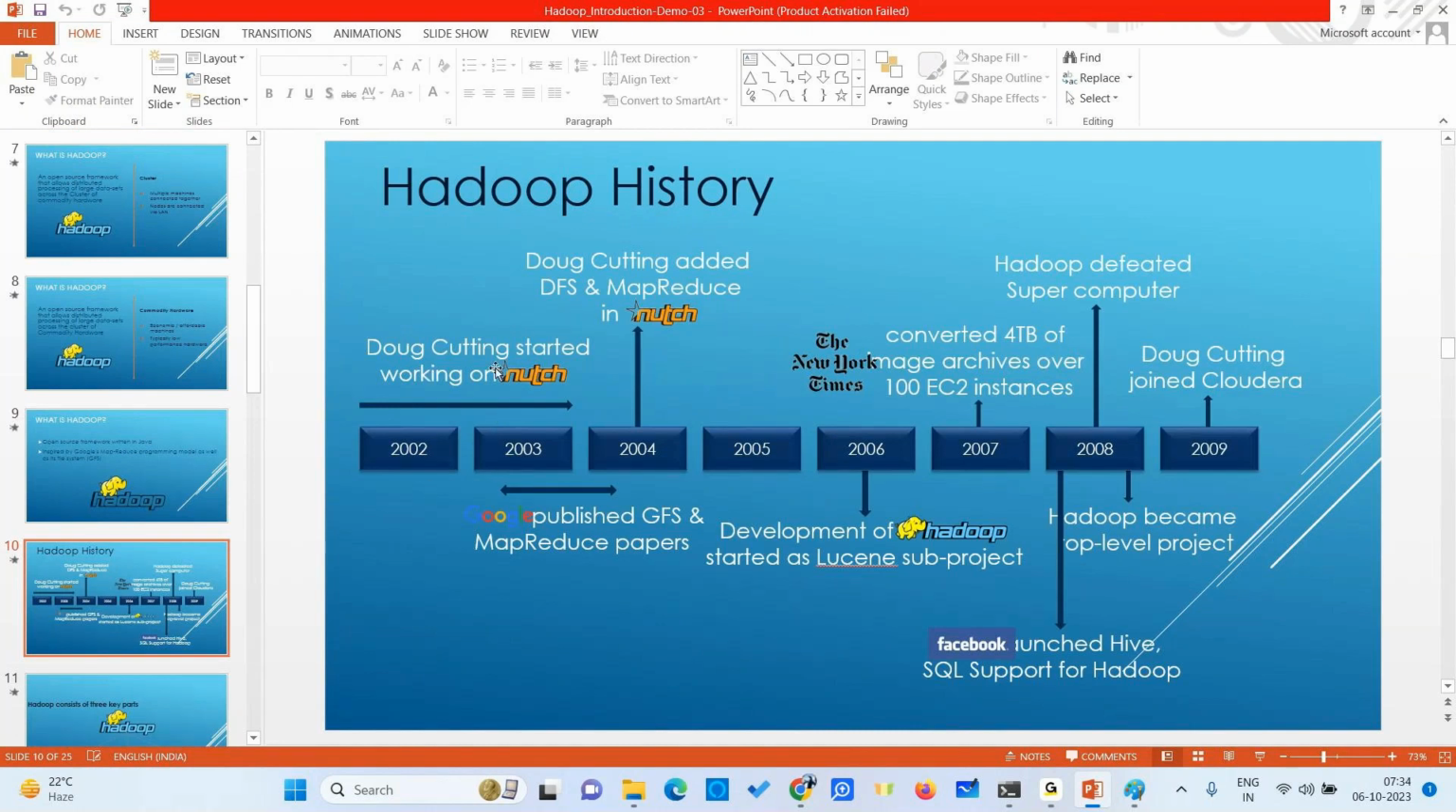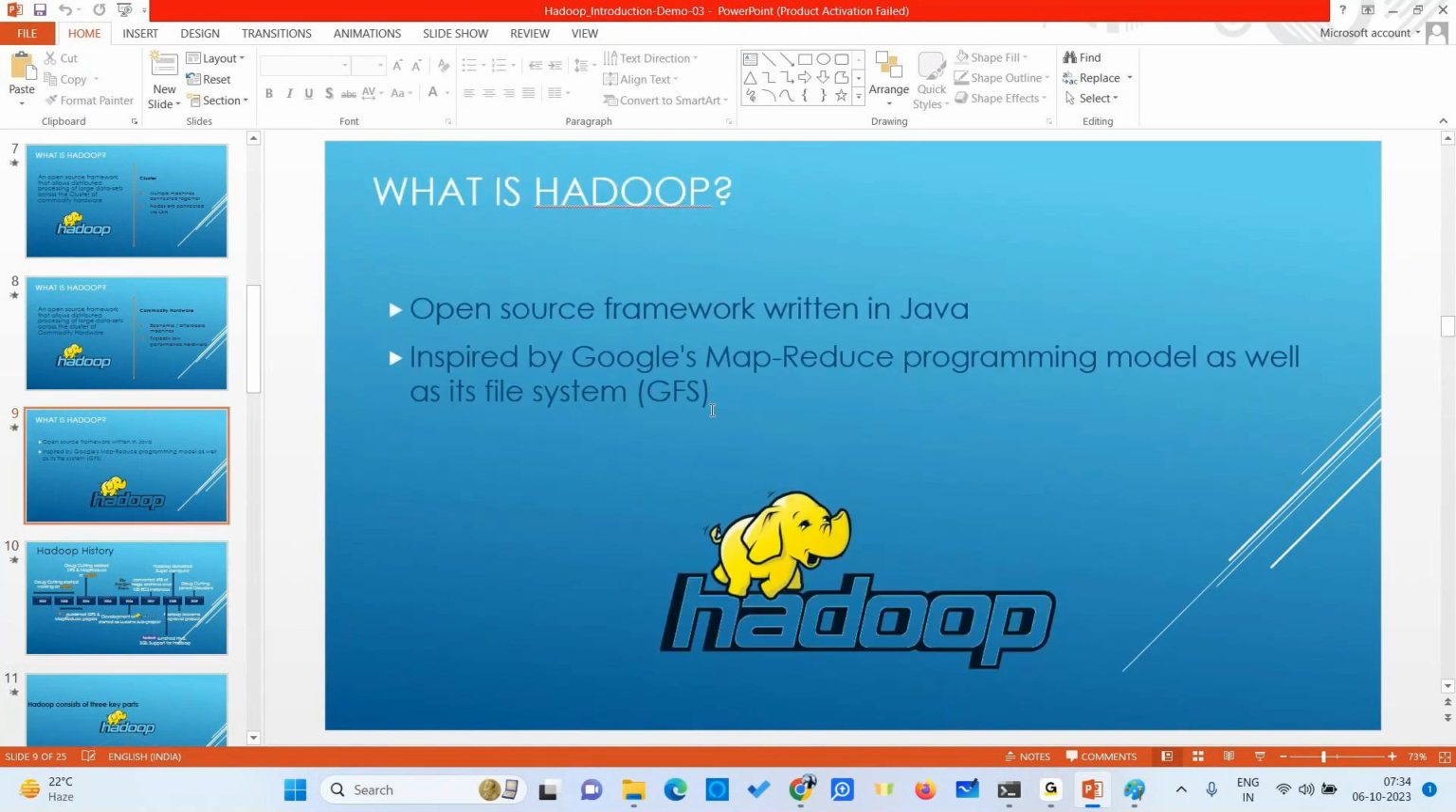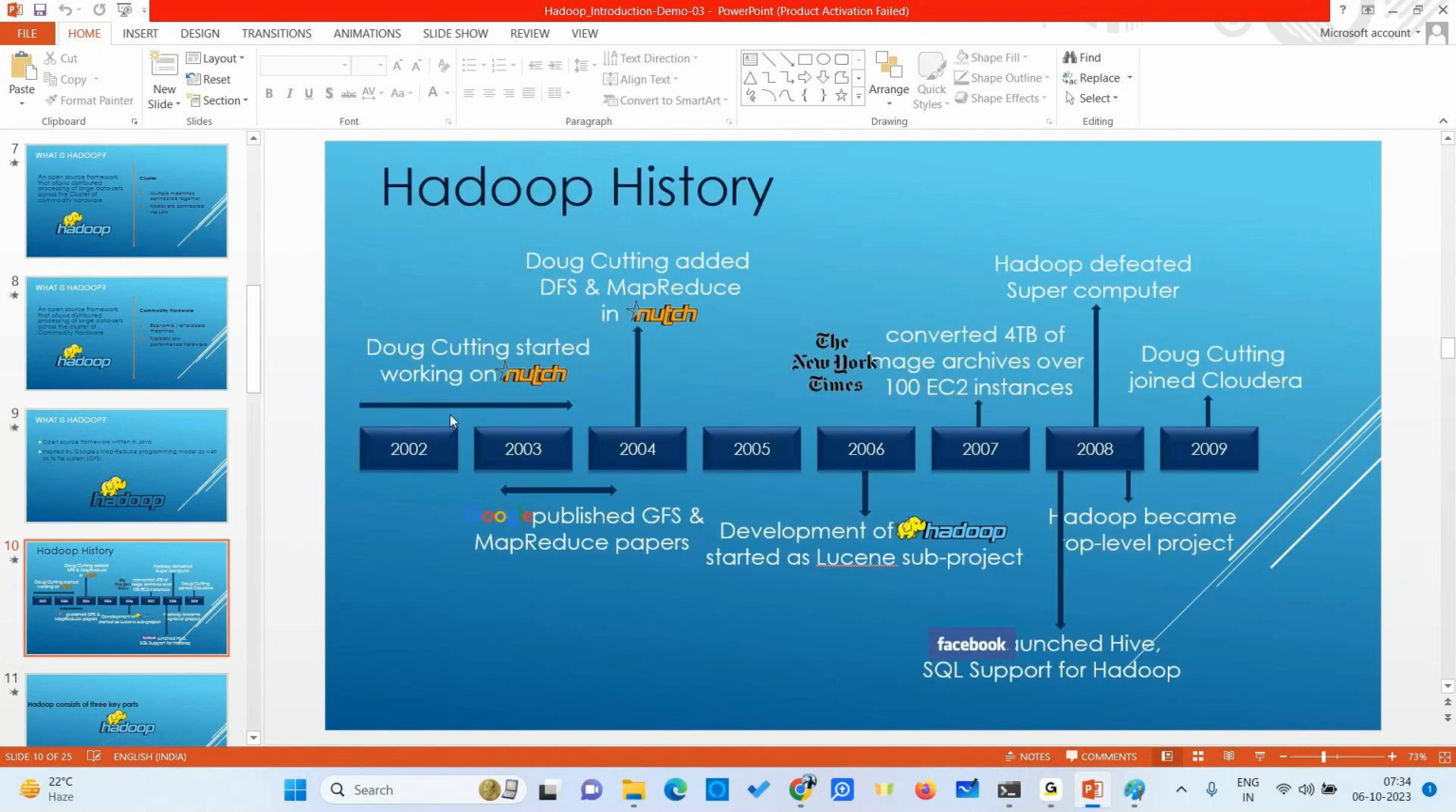Doug Cutting started working on a small project based on the Google File System. He took those papers and started working on this distributed file system in the year 2002, and that is how it evolved. Then Google published the GFS and MapReduce papers that were used in this period. Again, Cutting added DFS and MapReduce, the distributed file system and MapReduce, to that product, that is the Nutch product.